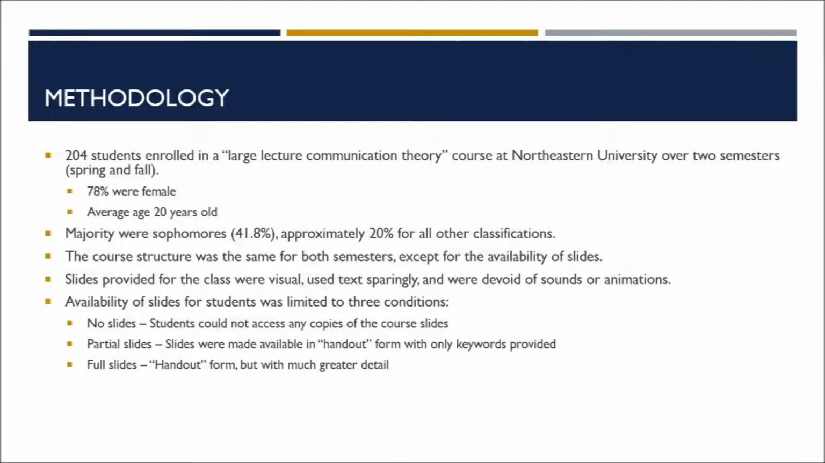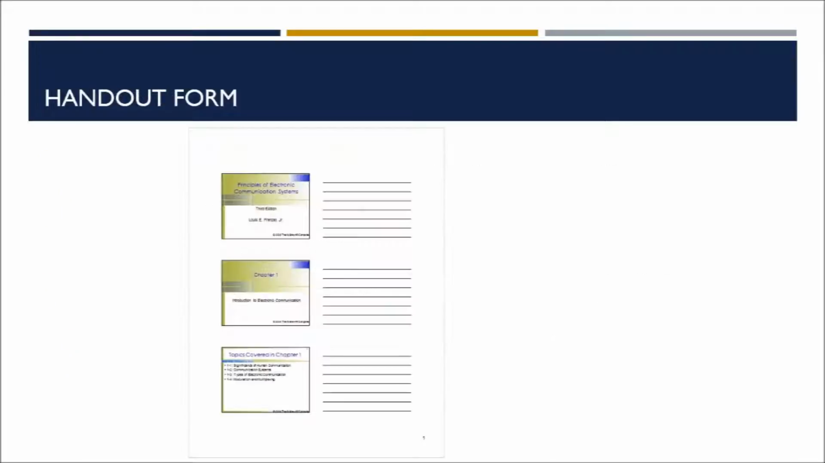First, no slides, where students could not access any copies of the course slides. Second, partial slides, where slides were made available in handout form with only keywords provided. An example of handout form is shown on the next slide. Finally, full slides, which is handout form but in much greater detail.